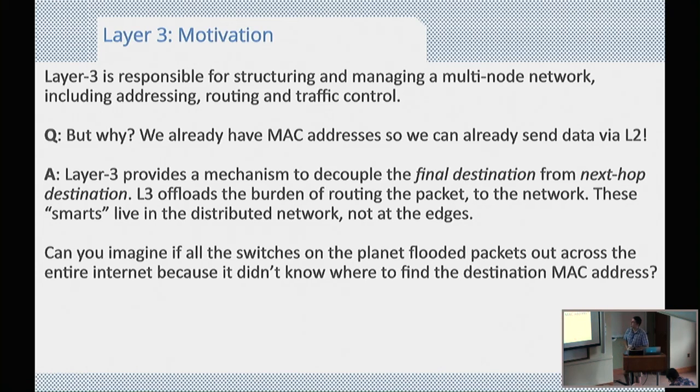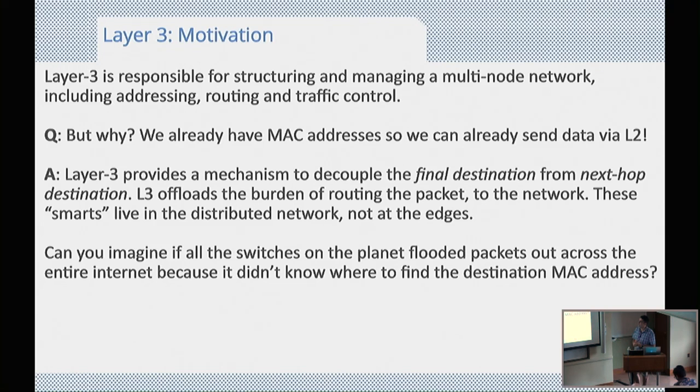And the answer is layer 3 provides a mechanism to decouple the final destination from the next hop destination. And layer 3 offloads the burden of routing a packet through the network to the network itself, as opposed to the edge nodes. The smarts of how to get a packet from point A to point B live in the network, not on the edges.